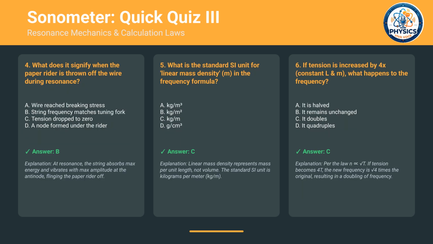Quick quiz 3. Question 4. The paper rider is thrown off when the string's frequency matches the tuning fork's frequency, confirming resonance. Question 5. Linear mass density, M, is measured in kilograms per meter. Question 6. Increasing tension by 4 times doubles the frequency, as frequency is proportional to the square root of tension.